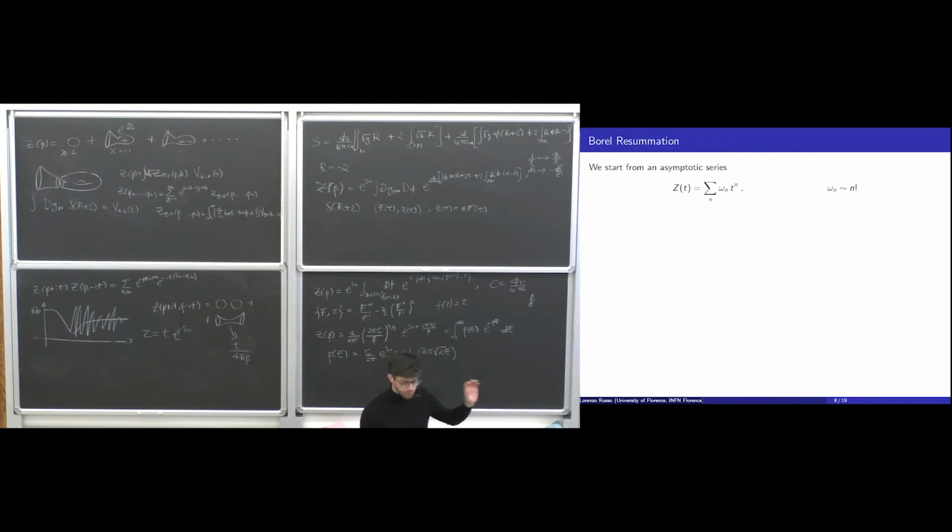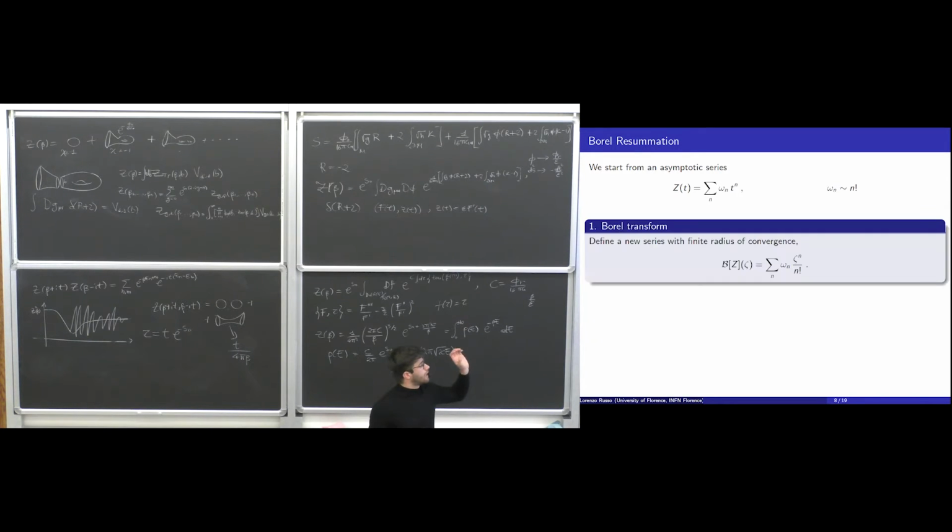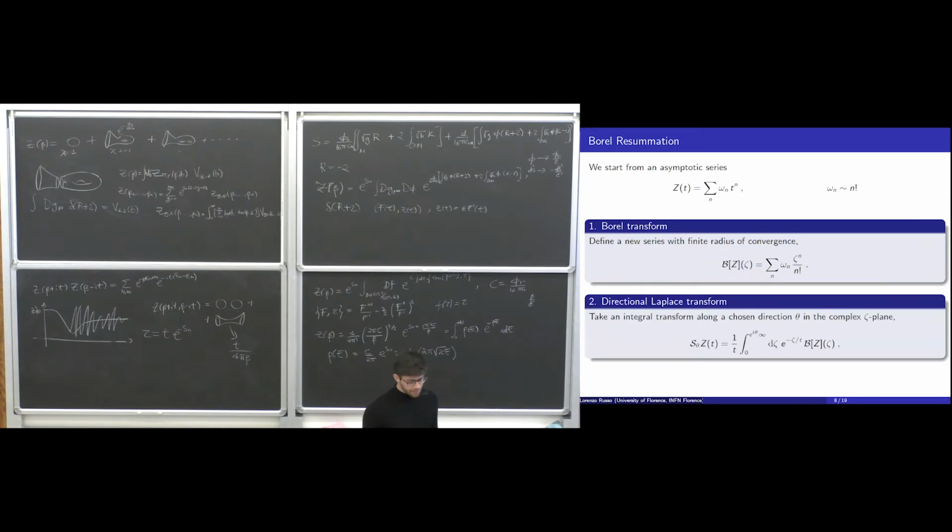Well, usually what you have in resurgence, you start from an asymptotic series with coefficients being factorially divergent. And then you define a new series, the Borel transform of the original one, that you obtain by removing the factorial growth. And then you define a completion to your original series by means of a directional Laplace transform of the Borel transform. And in this context, the non-perturbative physics is basically hidden in the singularities that you find in the Borel plane.